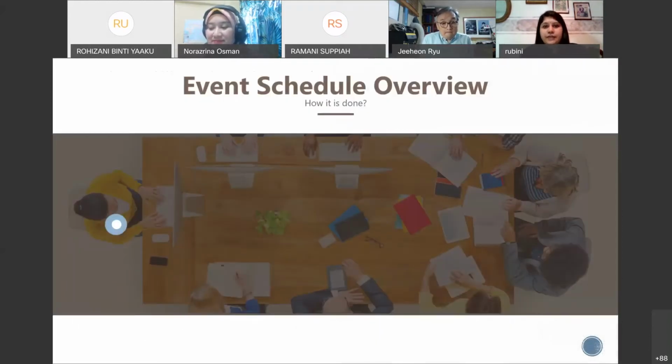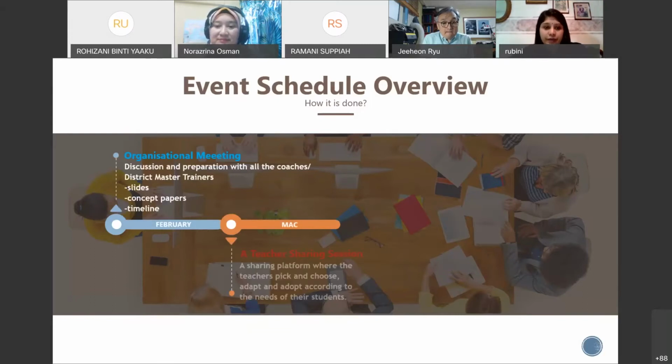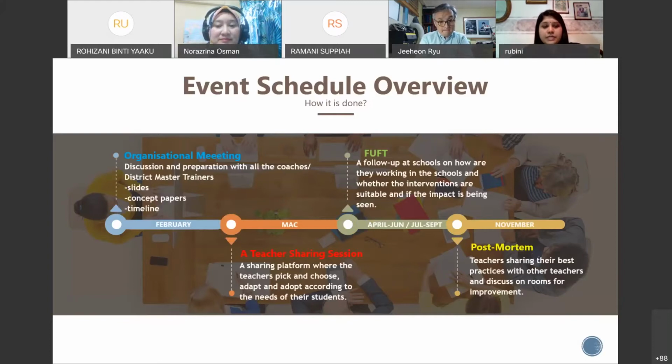This is an event schedule overview of how it is done. I will be showing you a timeline, a framework of how this project has been carried out at district level. In February, we had an organizational meeting for discussion and preparation with all the coaches and the district master trainers. During this meeting, we discussed the slides, the concept papers, what to share, what not to share, how to tackle the teachers, and also building the timeline and the framework.